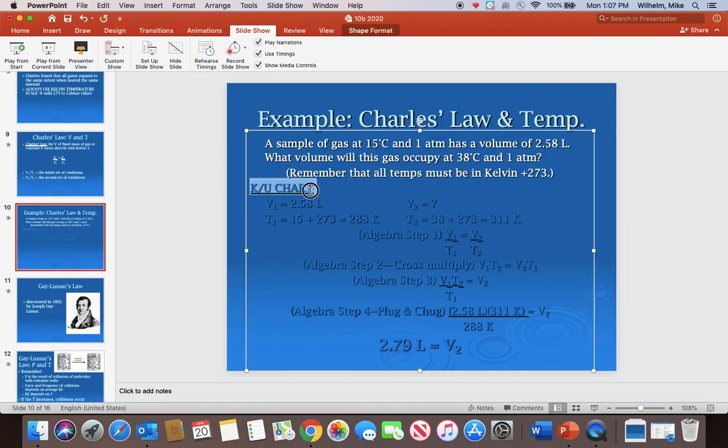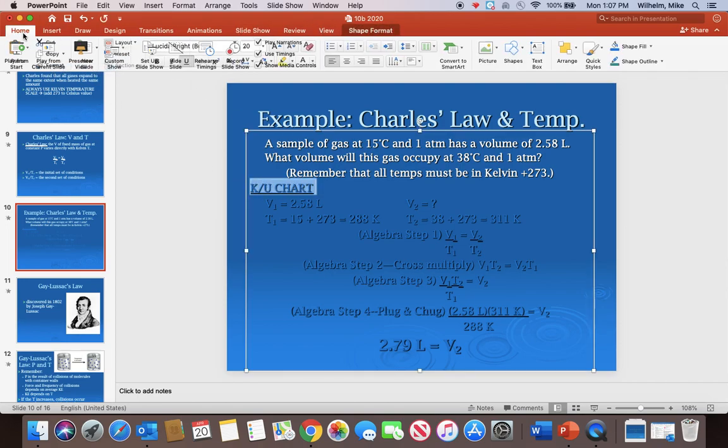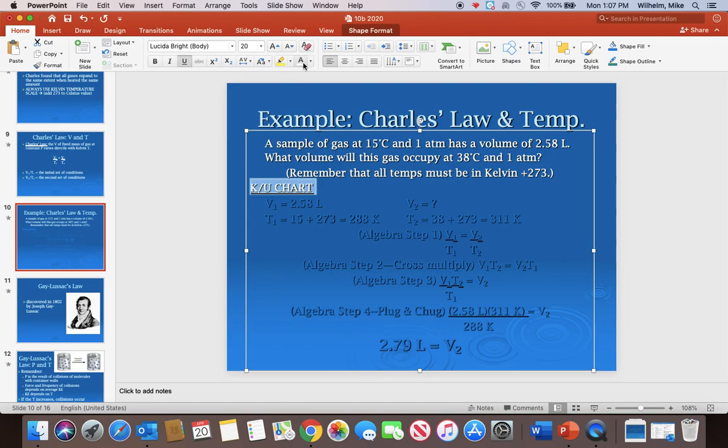So the KU chart is very important. You need to stay organized. So from this problem, the first volume was 2.58 liters. The first temperature was 15 degrees, but we can't use 15. We've got to add 273 to that. And I went ahead and did that, and that's 288 Kelvin.